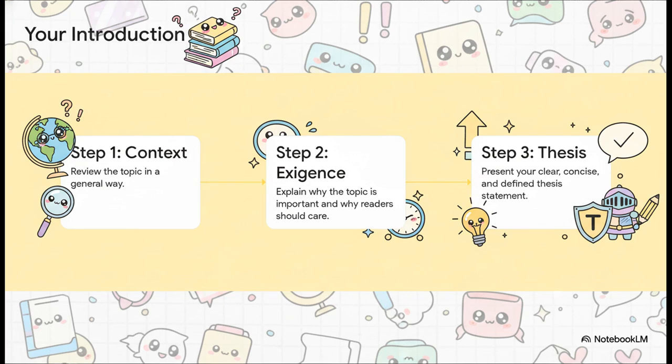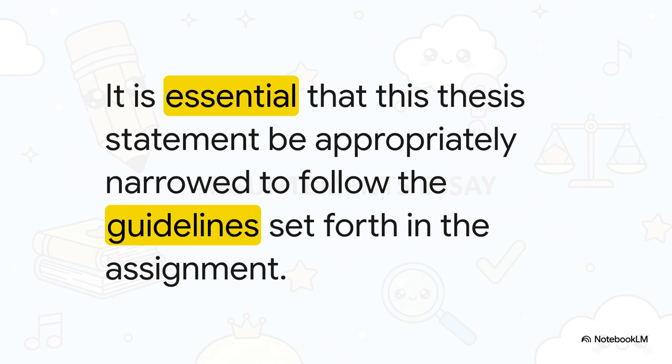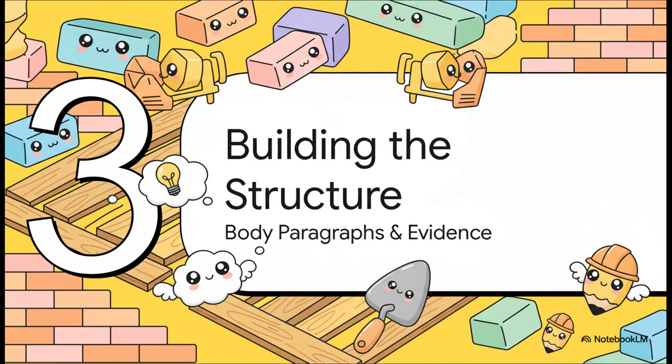First, you set the context. Ease the reader into the topic. Step 2, you establish the exigence. I know it's a fancy word, but it just means explaining why this topic matters right now. Why should your reader care? And finally, step 3, you state your clear, concise thesis. And I am not exaggerating when I say this sentence is the most important one in your entire essay. It's a promise you make to your reader about what you are going to prove. So whatever you do, don't rush this step. Get it right.